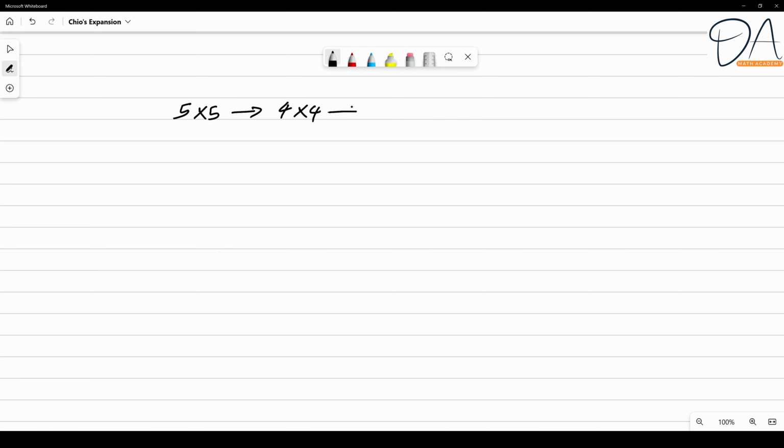Then again, you reduce this by 1. It will become 3 by 3. And then again, you reduce this to 2 by 2. 2 by 2 is very easy to compute. So this is the general strategy. Each time you are reducing the dimension by 1.